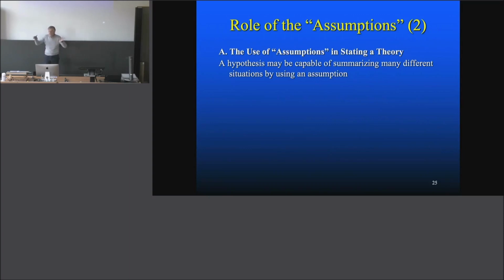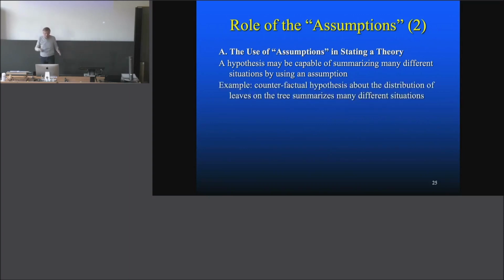So it's an economical way of describing something. Example: the counterfactual hypothesis about the distribution of leaves on a tree summarizes many different situations. This is what he claims. So you have this counterfactual, and many different aspects of many different trees can be summarized in this hypothesis. So as a descriptive hypothesis, it's something that's useful.